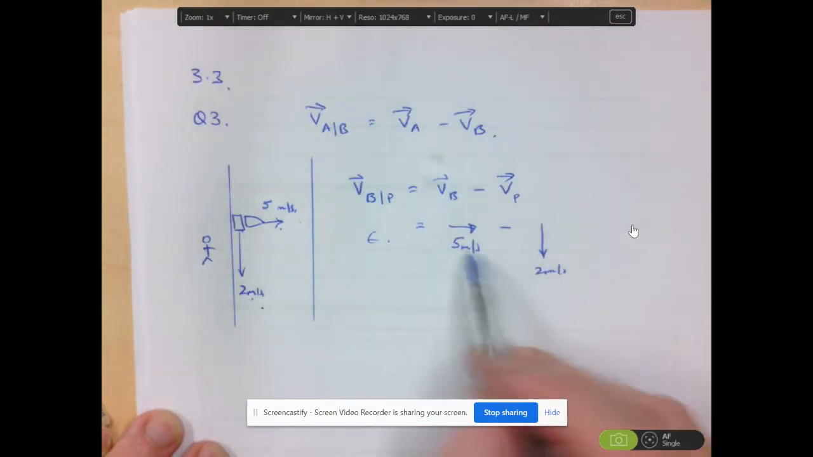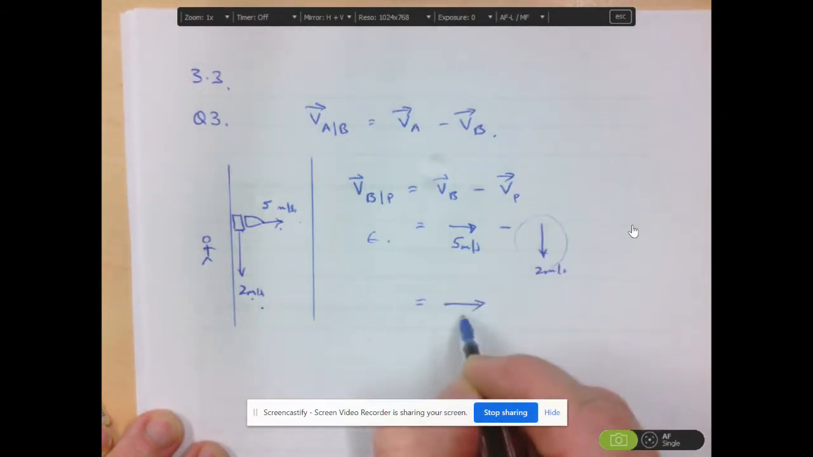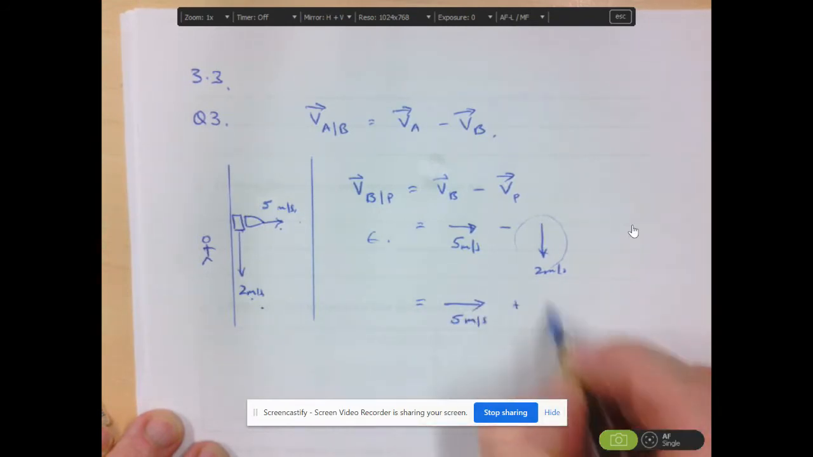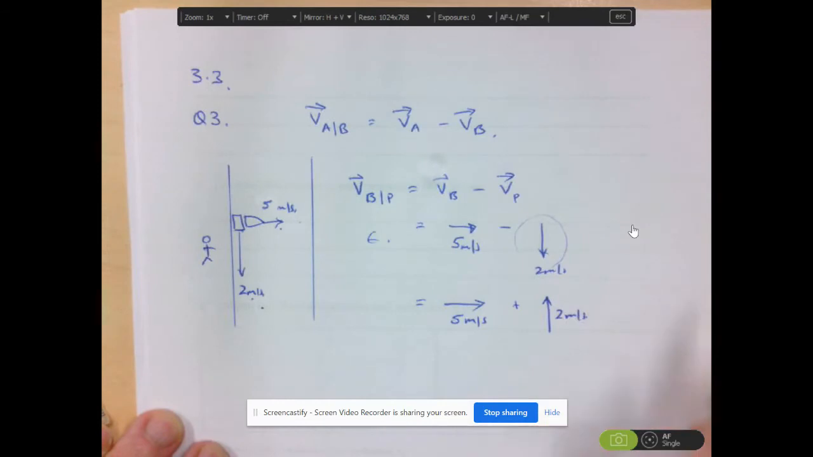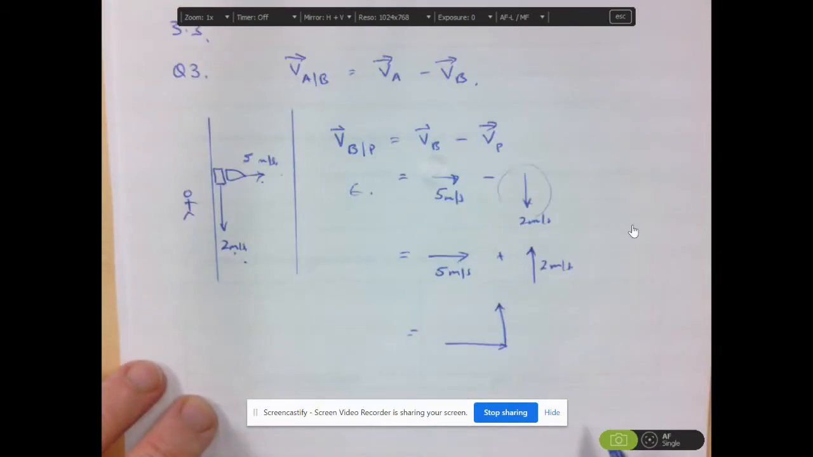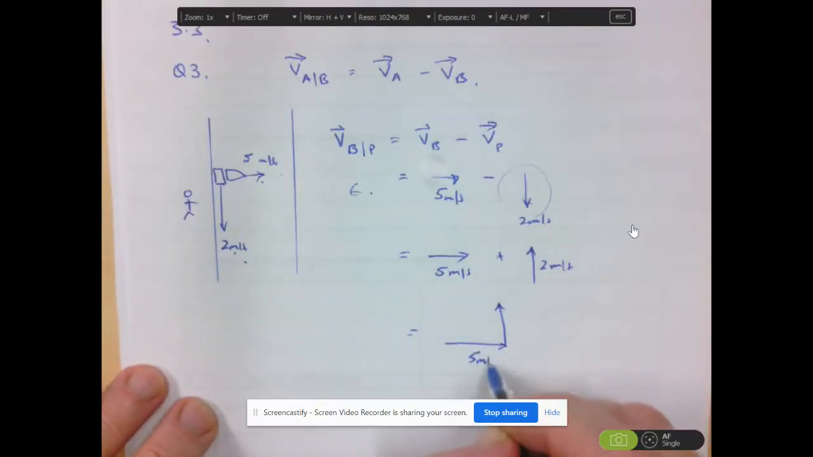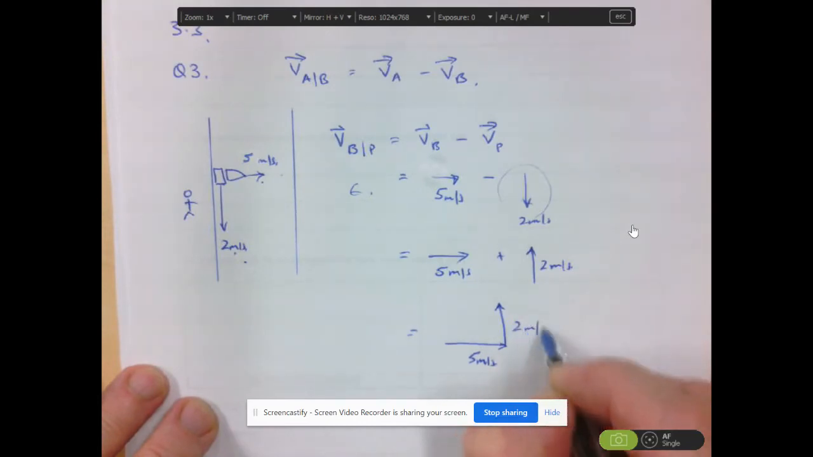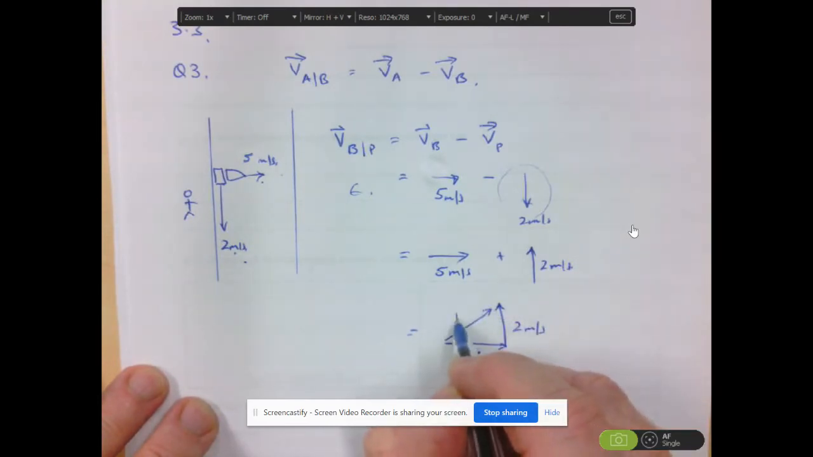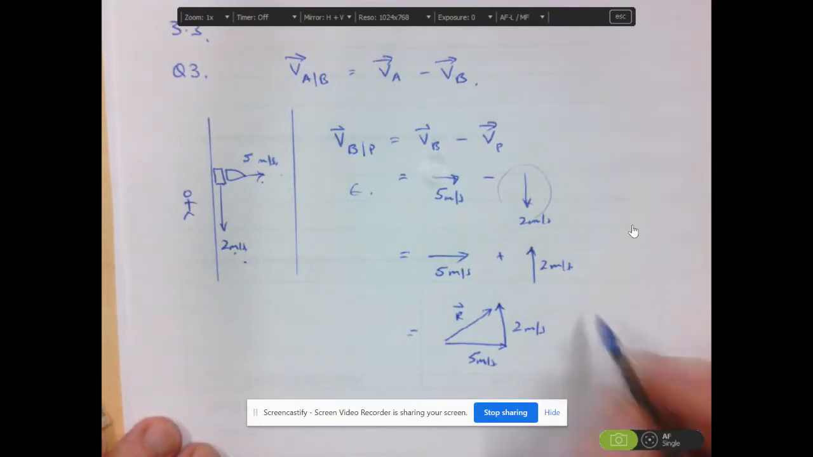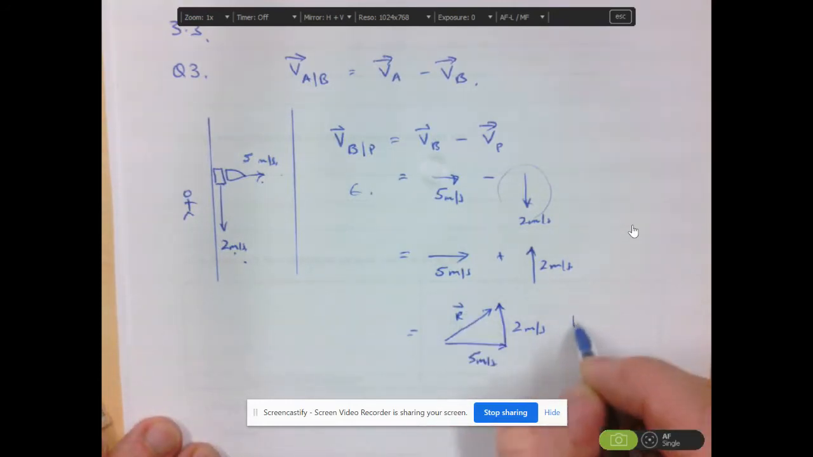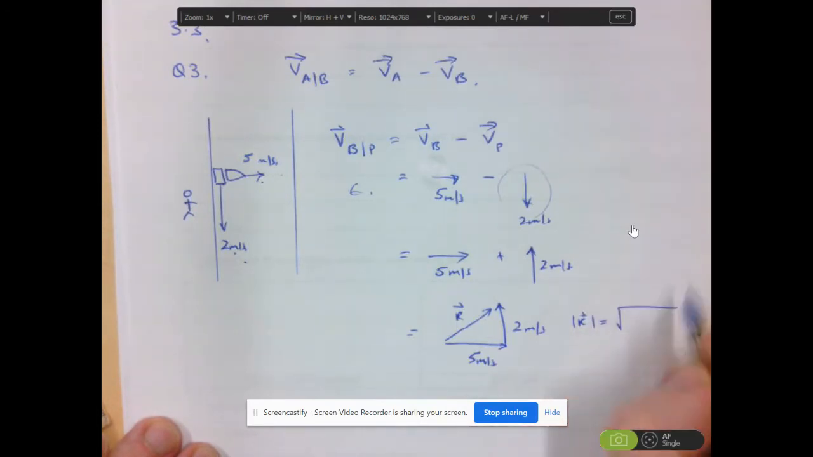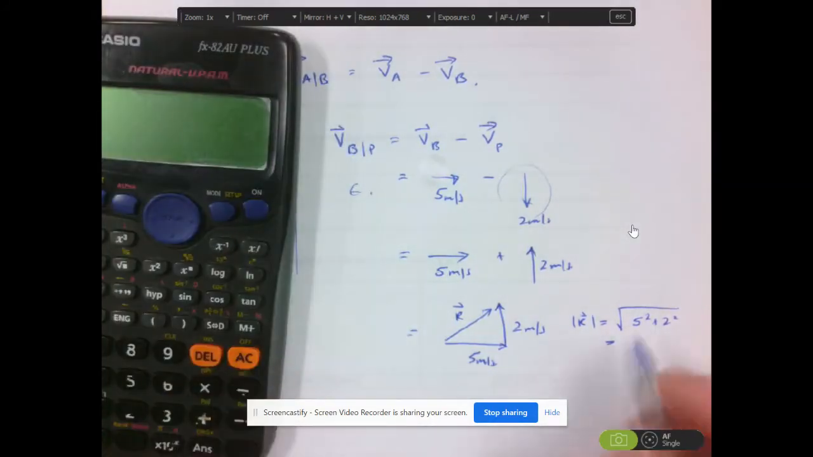To subtract these two vectors, I would have to add the negative of the second vector. So it's the 5 meters per second adding with a 2 meter per second in the opposite direction. So that would be that plus that. And that's the 5 meters per second across there. It's the boat, and this is the negative of the pontoon, and there would be a resultant vector. The magnitude of the resultant vector would equal the square root of 5 squared plus 2 squared, which is 25 plus 4, so it's root 29.